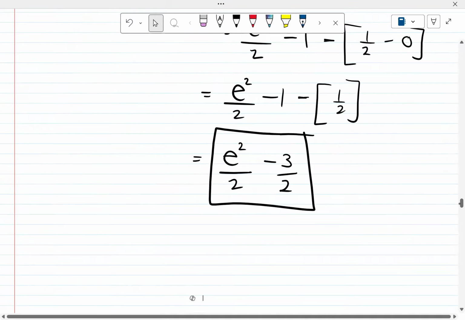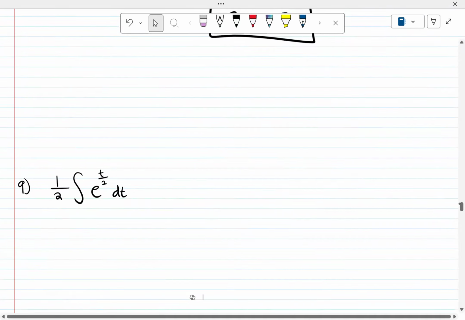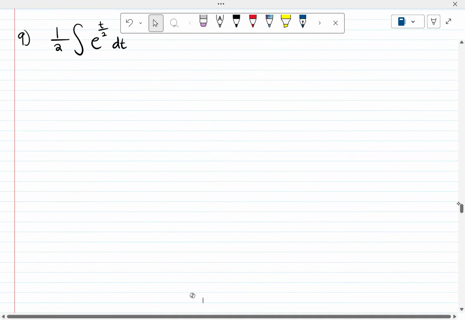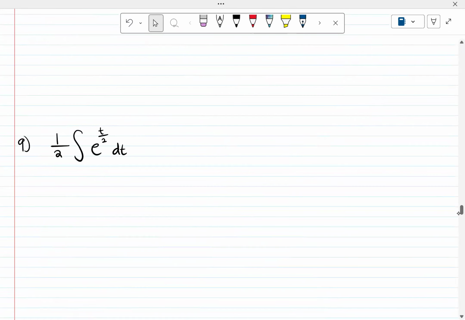So let's move on to 9. For number 9, we have the integral of 1/2 e raised to the t over 2 dt.